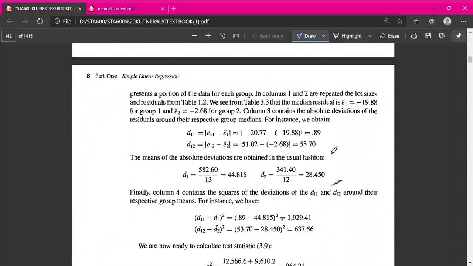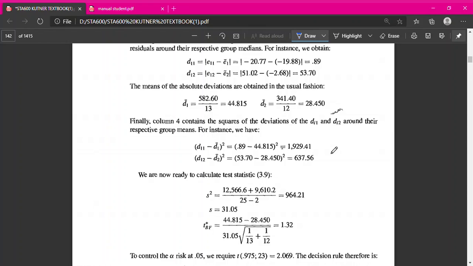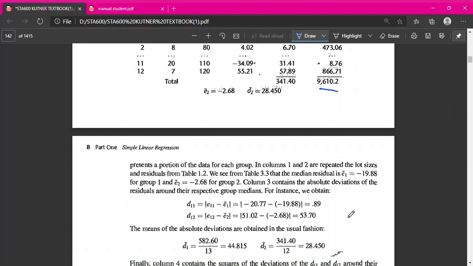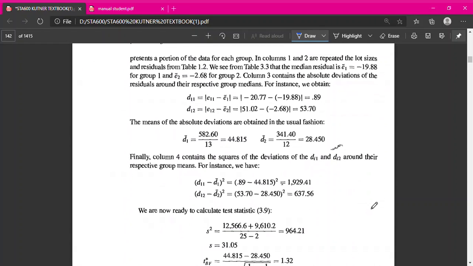Okay, and then we can apply the formula of t. Okay, before that nak cari value of s square. So we need that column tadi. Okay, summation of these two, untuk cari s square here, right? This and this, bahagi dengan n minus 2, n 25 minus dengan 2, dapatlah value of s square.